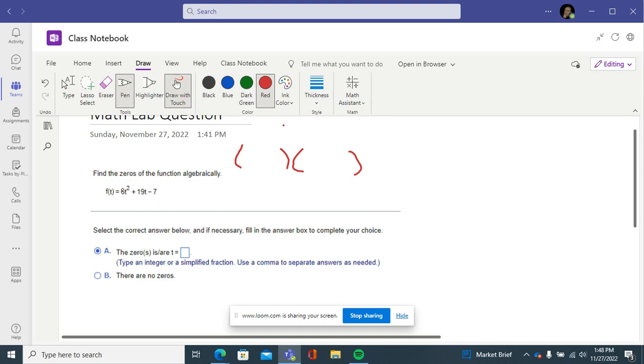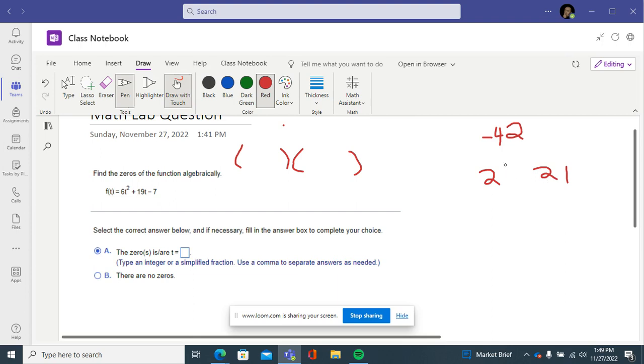So what I'm going to do is multiply 6 times negative 7. This is just a process. Negative 42. I don't have my cool pen, so I'm using my mouse. So I want to know what two numbers multiply to negative 42 and add to give you 19? I don't know. So I want to write out some factors. I know 2 and 21. I just took half of it. I think I am already there.